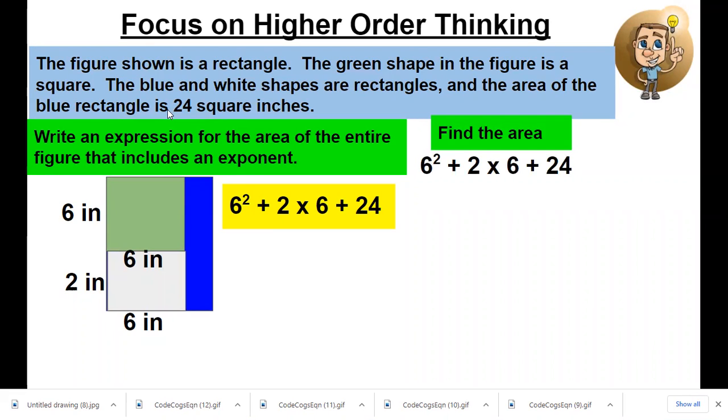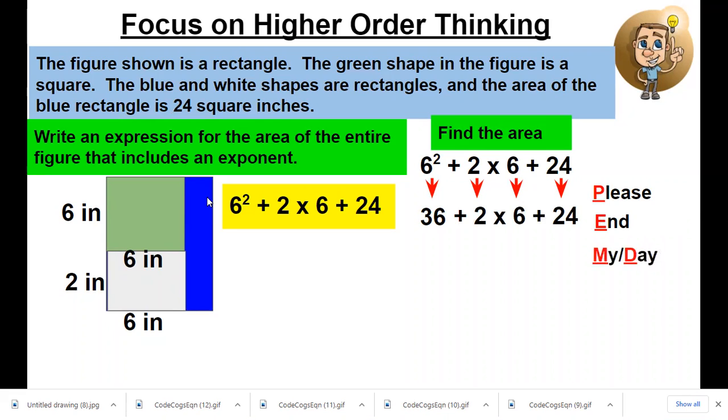So 6 squared times 2 times 6 plus 24. First we're going to do please, or parentheses. There are none. So we're going to skip ahead to exponents. We do have some exponents. 6 times 6 is 36. We bring everything else down. Plus 2 times 6 plus 24.